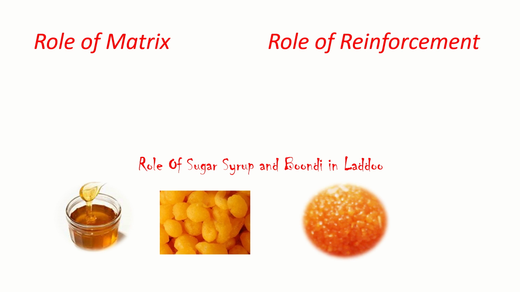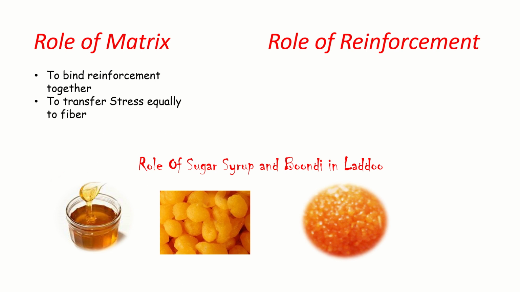The same principle applies in the composite material also. The matrix plays the role of the sugar syrup. As a layman, you may not be able to tell exactly, but you can remember how reinforcement and matrix are different. What is the role of sugar syrup in a laddu? It should hold the bundis together. The same principle applies to the matrix: it will bind the reinforcement together. And the sugar syrup gives sweetness throughout the laddu. Similarly here, the stress is completely transferred or equally distributed to the fiber, and the matrix also acts as a protection layer for the reinforcement of the composite material.